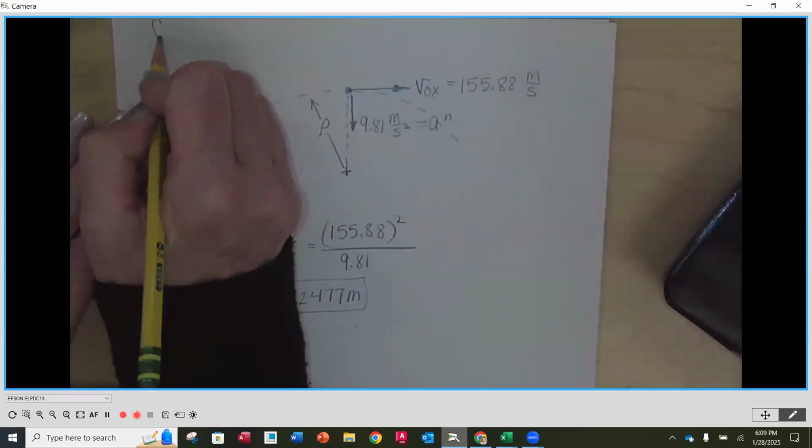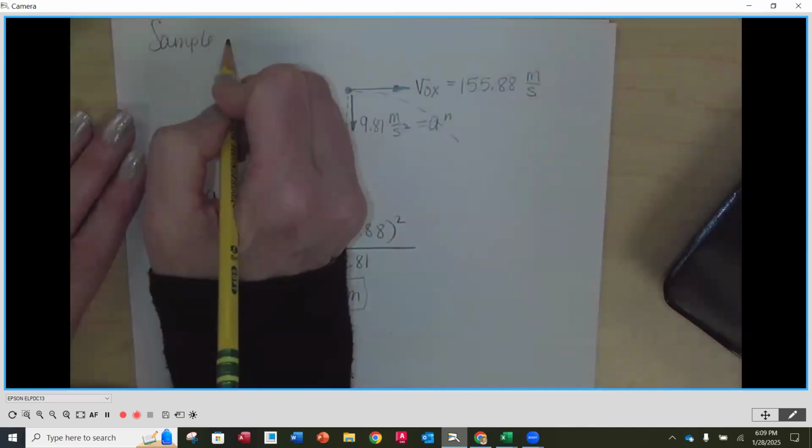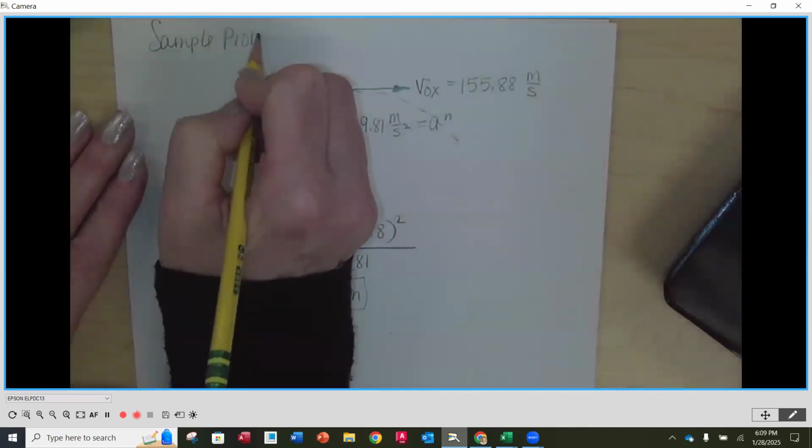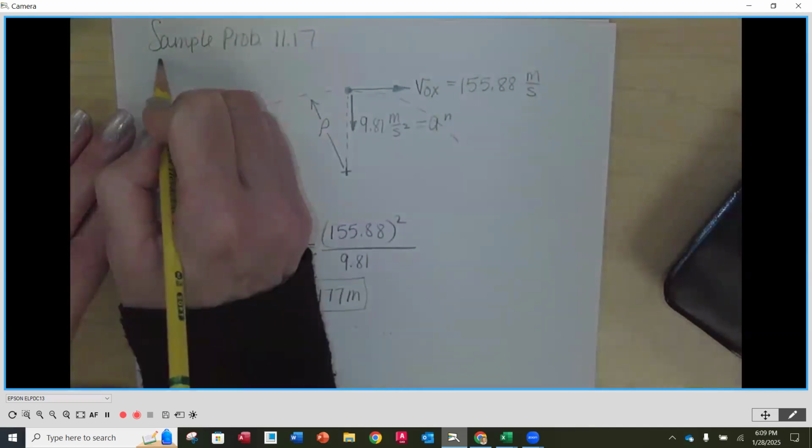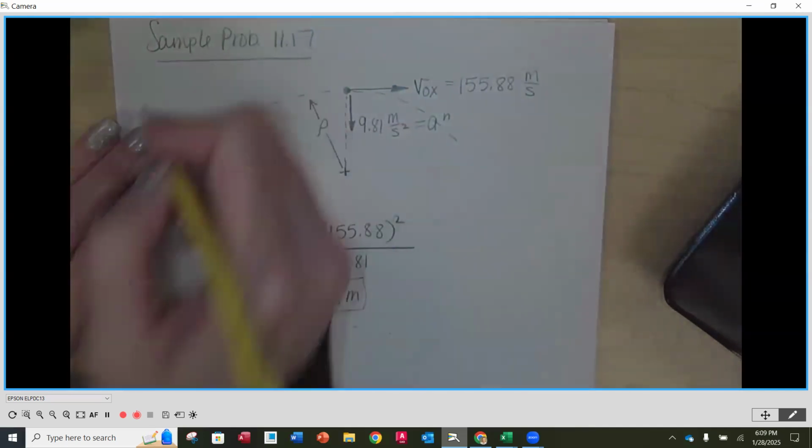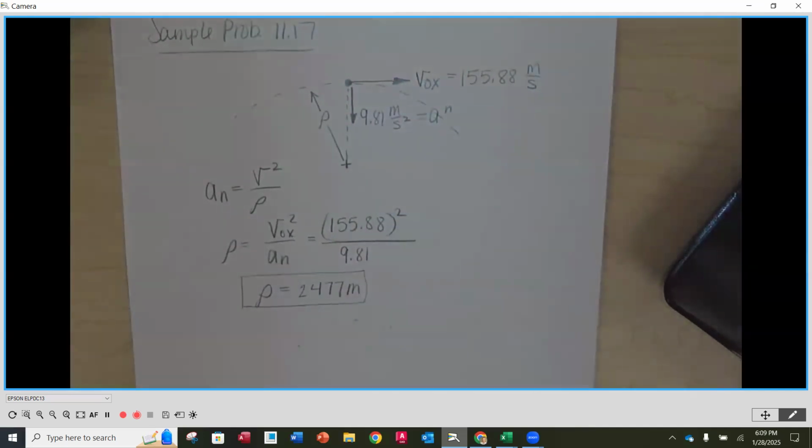I should put sample. I was too excited. I wanted to get into this so quickly. 1117. So kind of looking at these relationships and two different problems, solving this time for the radius of the curve as opposed to the total acceleration.